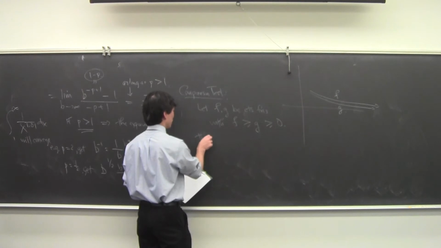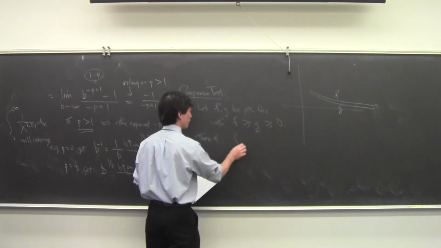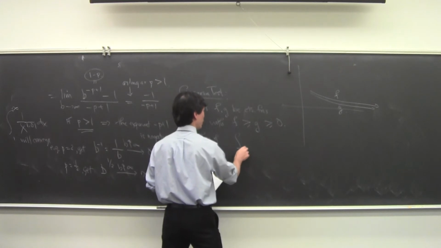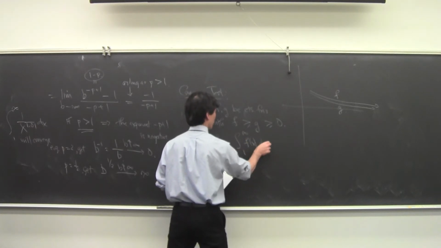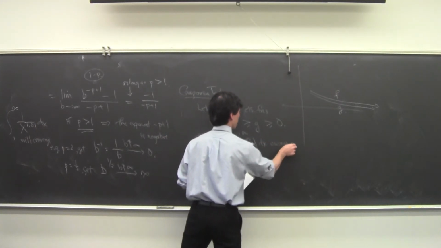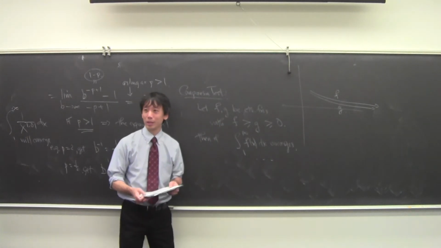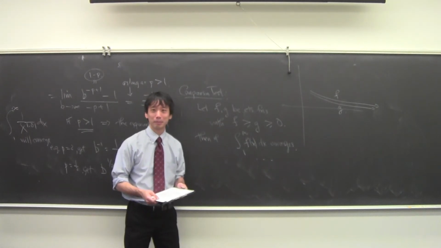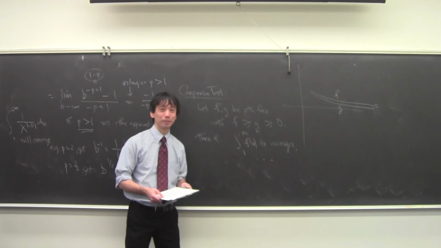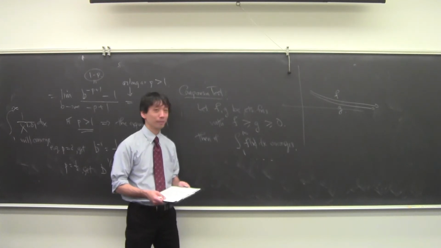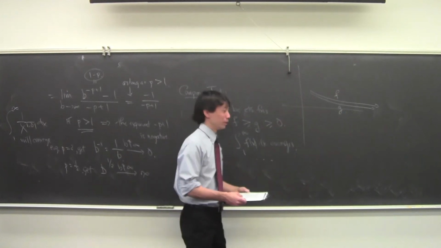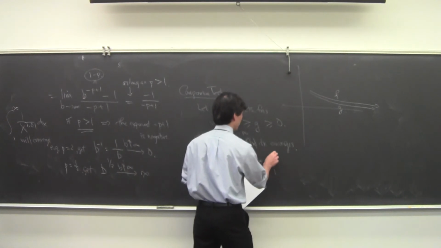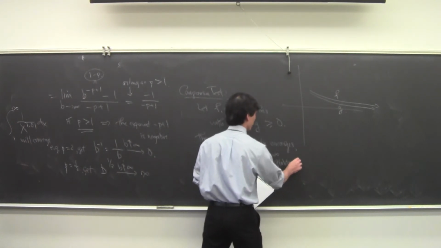Then, if the integral from 1 to infinity of f converges, what do you think I'm going to say? Hunter? The integral from 1 to infinity of g of x converges as well. Exactly. If the bigger guy converges, certainly the smaller guy is going to converge. The integral of the smaller one also converges.